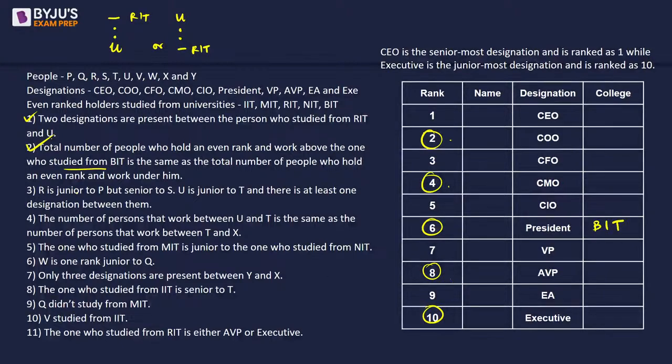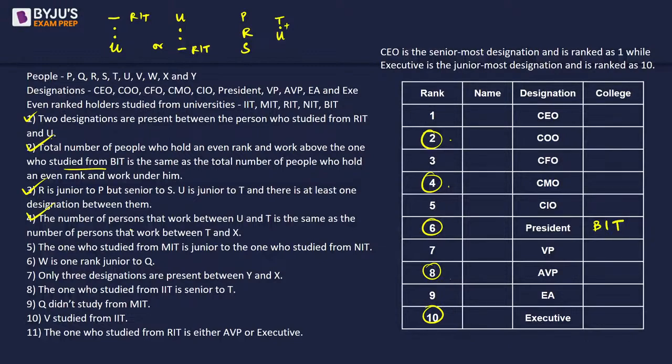Next, R is junior to P but senior to S. So R is junior to P but senior to S. They may not necessarily be in consecutive order, right? U is junior to T, so U is junior to T, and there is at least 1 designation between them. So I'll put a point and a plus, as in we can have more than 1.